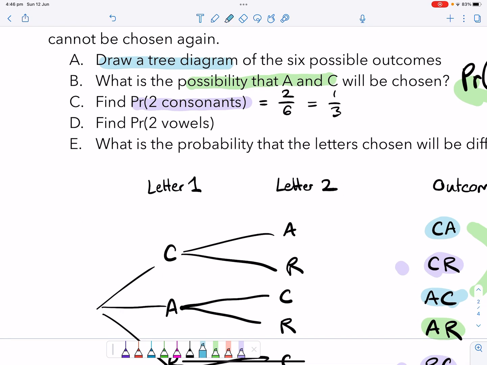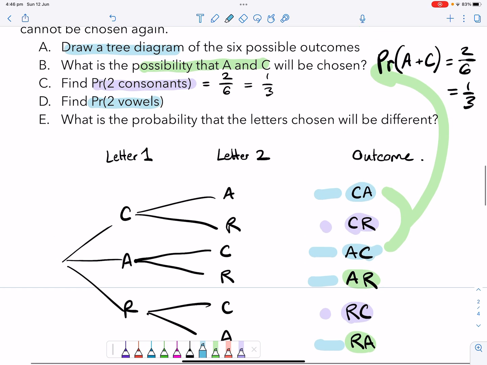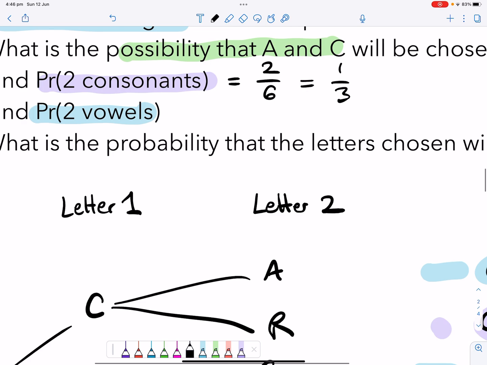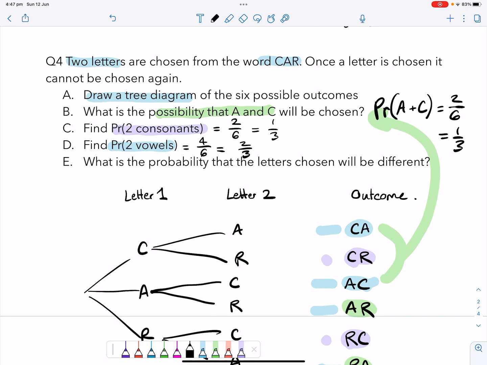Find the probability of having 2 vowels. That'll be the others, 1, 2, hang on. 1, 2, 3, 4 out of 6. So that would be 4 out of 6 outcomes, which simplifies to 2/3. Simplify always. And lastly, probability that the letters chosen will be different.